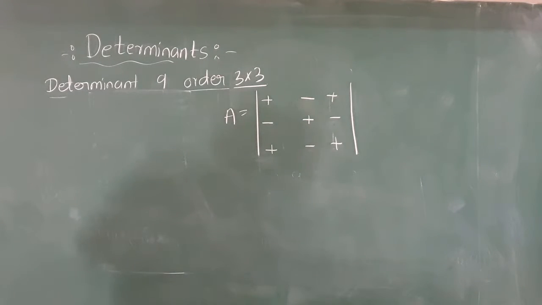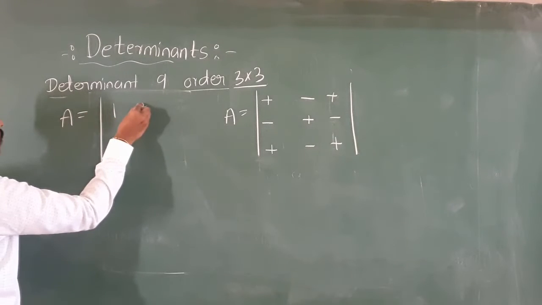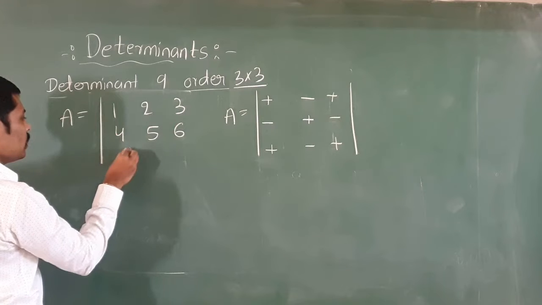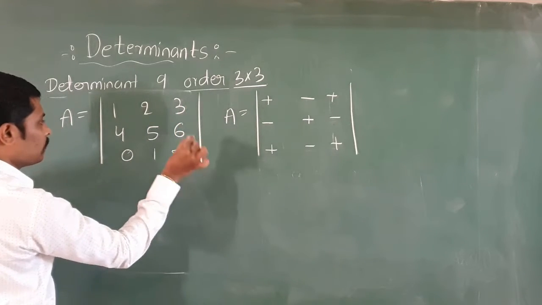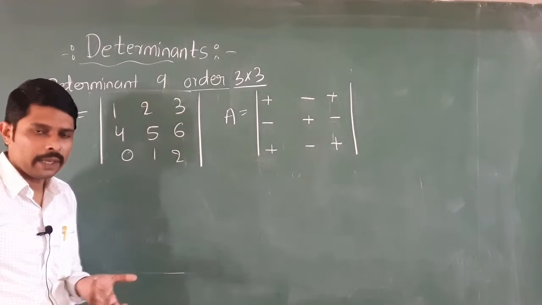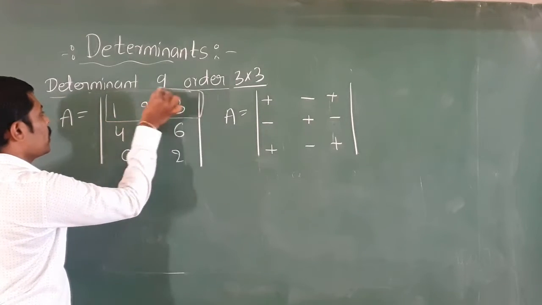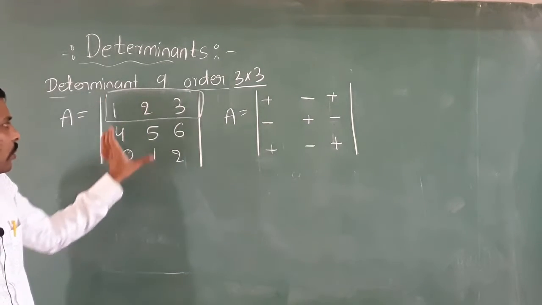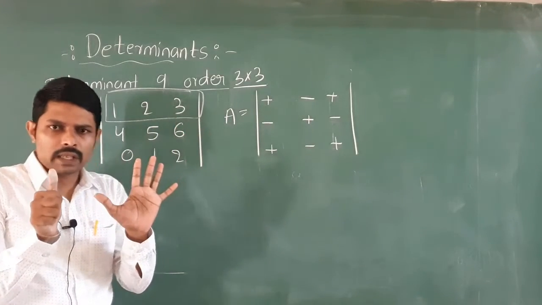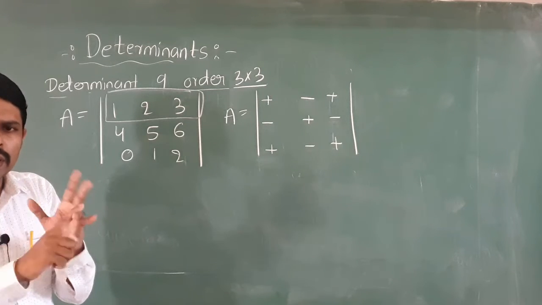We can consider any example. Suppose A is equal to determinant 1, 2, 3, 4, 5, 6, 0, 1, 2. Okay. I want to find the value of this determinant along the first row. I will evaluate. Okay. You can evaluate along the first column, you can evaluate along the second column, you can evaluate along the third column. There are 6 ways you can find the value of the determinant: along the first row, second row, third row, or first column, second column, third column.